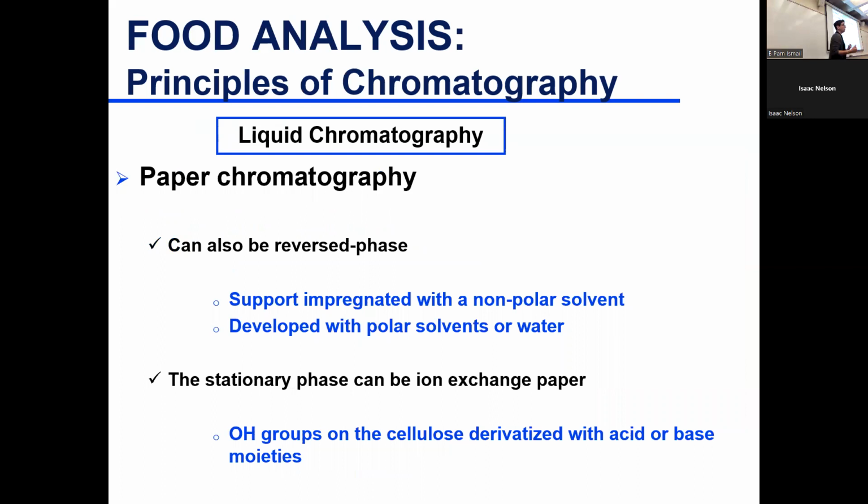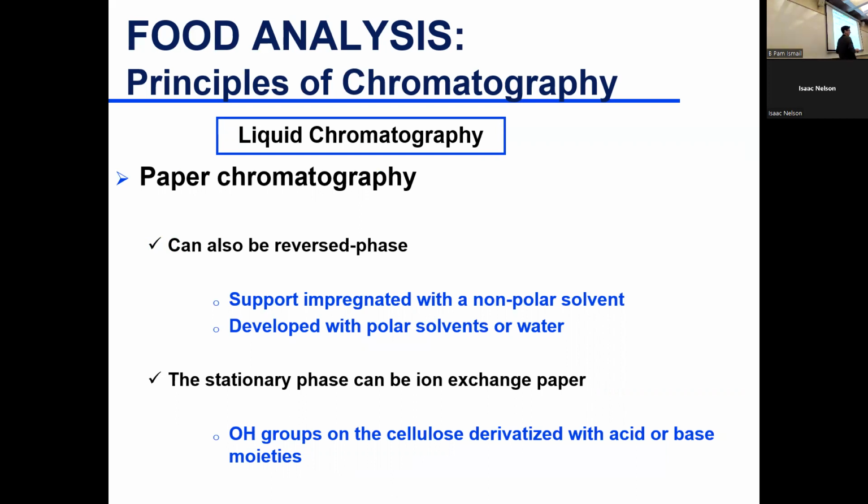The paper chromatography we talked about is normal phase. You have a cellulose paper impregnated with water, which makes a polar stationary phase and a non-polar mobile phase. That's normal phase. It can be the opposite, where the support is impregnated with non-polar solvent and you develop with water, which makes it reverse phase. Normally paper chromatography is normal phase, but if you want to run it in reverse phase, you can. The reason you choose reverse versus normal is based on the components in your sample and how you want them to separate.